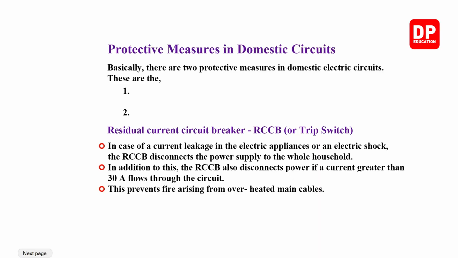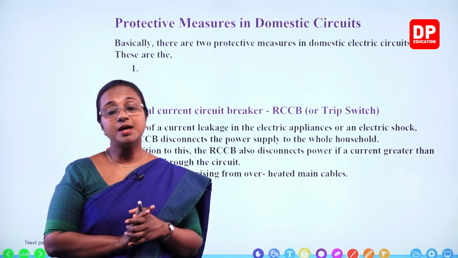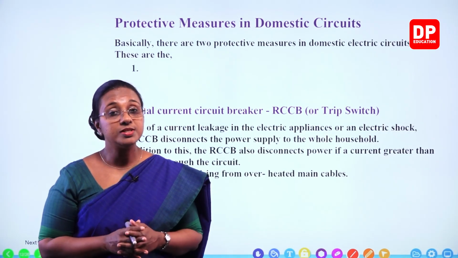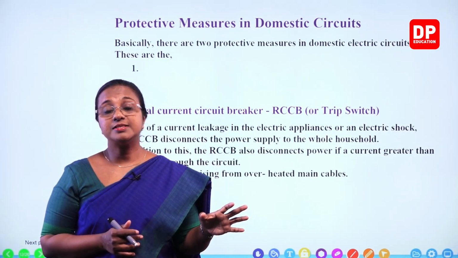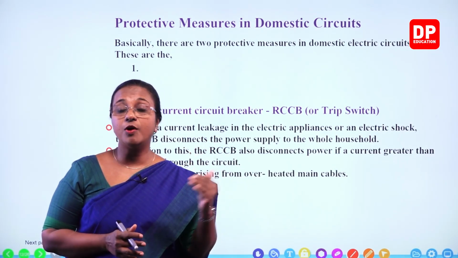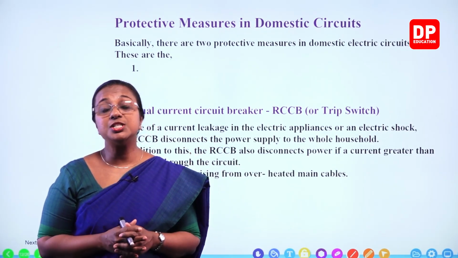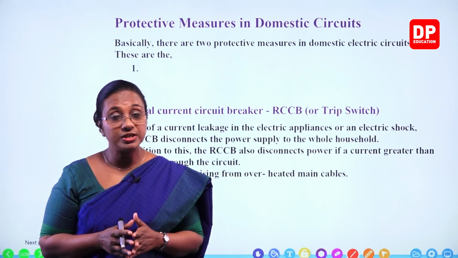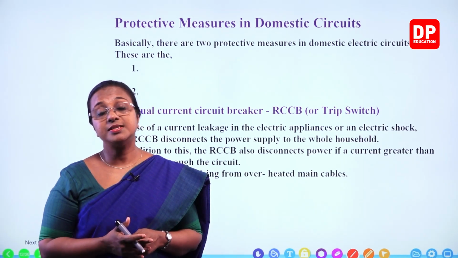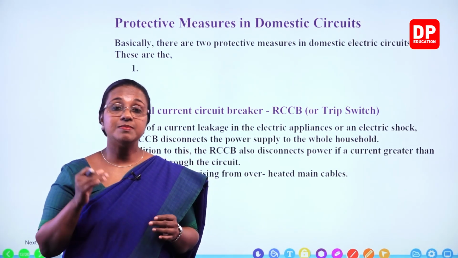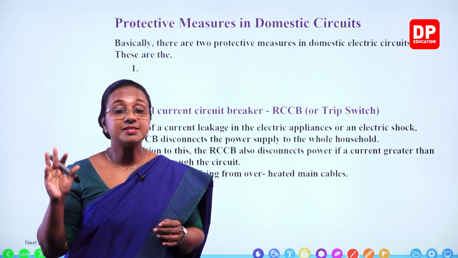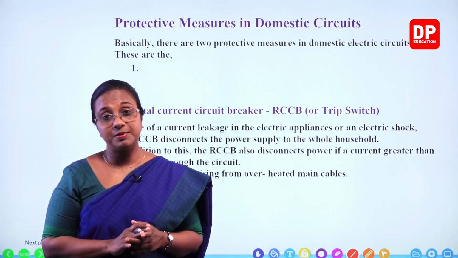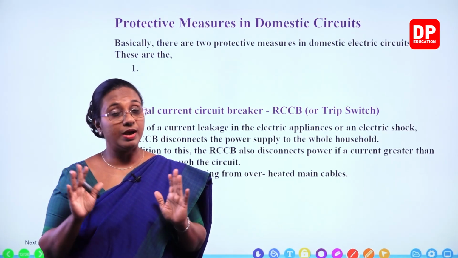Protective measures in domestic circuits. Now we have discussed some of the protective measures. If you recall all the components, the overload circuit breaker cuts off electricity supply if there is a current more than 40 amperes. Then the main switch with main fuse and RCCB: the main switch with main fuse allows only 30 ampere current. Same goes for the RCCB, 30 ampere current. At the same time, the RCCB or the trip switch protects the household residents from electric shocks, but it does not provide any protection against lightning. You have to remember that.